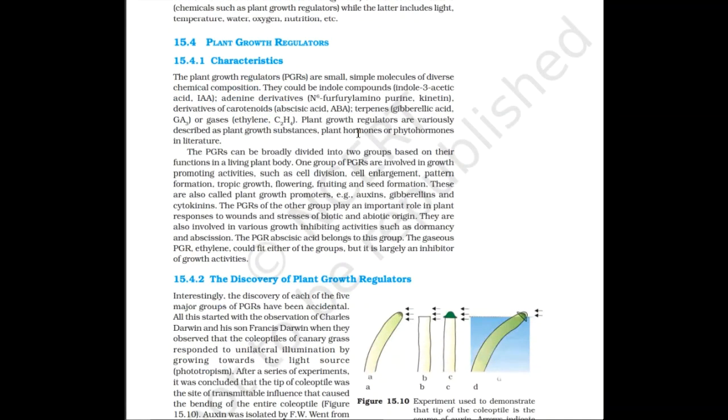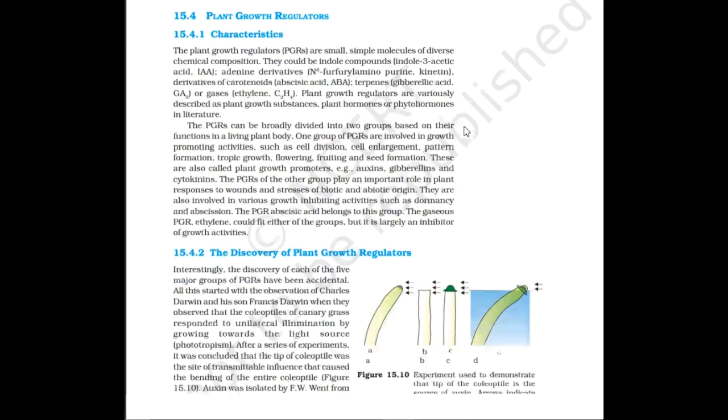Let us see plant growth regulators' characteristics. The plant growth regulators (PGRs) are small simple molecules of diverse chemical composition. They could be indole compounds, indole-3-acetic acid (IAA), adenine derivative N6-furfurylaminopurine, kinetin, derivative of carotenoids, abscisic acid (ABA), terpenes, gibberellic acid (GA3), or gases, ethylene (C2H4). Plant growth regulators are variously described as plant growth substances, plant hormones or phytohormones in literature.